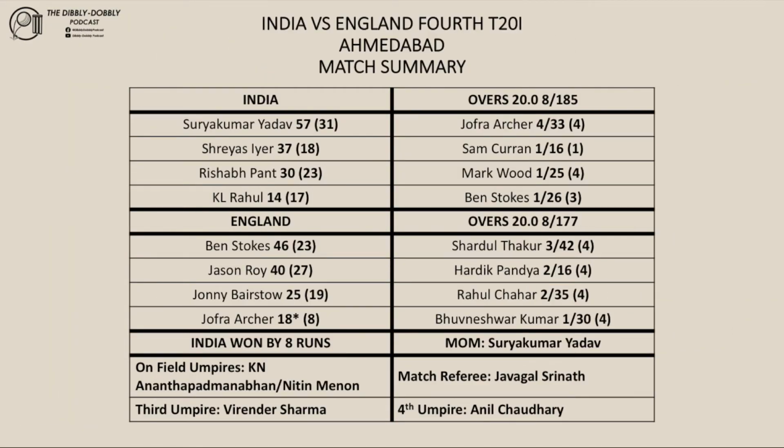Let's recap the scores from the 4th T20 International between India and England from Ahmedabad. India batted first and made 8 for 185 from their 20 overs. Suryakumar Yadav top scored with 57 off 31 balls. Jofra Archer took 4 for 33 from his 4 overs for England. England, in reply, finished on 8 for 177 in their 20 overs. Ben Stokes top scored with 46 off 23 balls. Thakur took 3 for 42 from his 4 overs for India. India won by 8 runs, and the man of the match was Suryakumar Yadav for his 57.